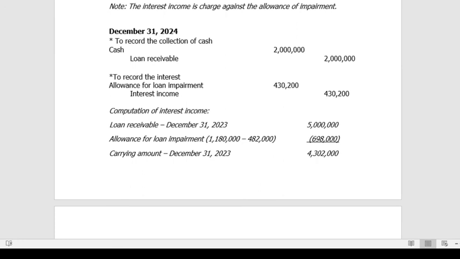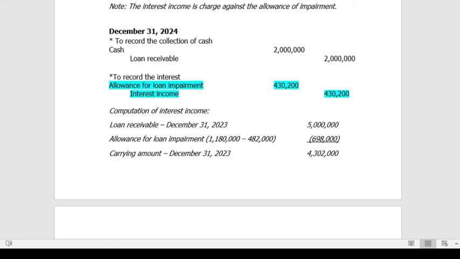So, 5 million minus 698,000, the carrying amount at the end of 2023 is 4,302,000. Yan ang gagamitin mo. You multiply it to 10%, you will get the journal entry. Debit allowance for loan impairment for 430,200, and then credit interest income, 430,200. Kumbaga, nililipat yung allowance for loan impairment, ito ay recognized interest income.